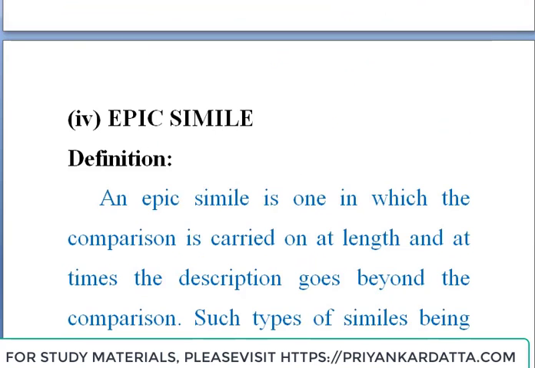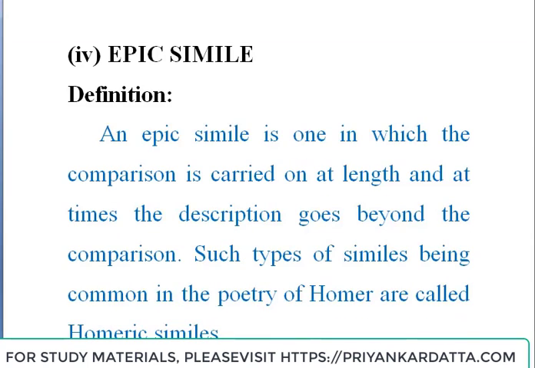Now we have come to the last type of simile, which I just mentioned while referring to the types of similes, that is the epic simile. So from the name epic simile, you can guess that such a kind of simile is popularly used in an epic. So an epic simile is one in which the comparison is carried on at length, and at times the description goes beyond the comparison. Such types of similes, being common in the poetry of Homer, are called Homeric similes. That is, an epic has a long span. It is a long narrative poem.